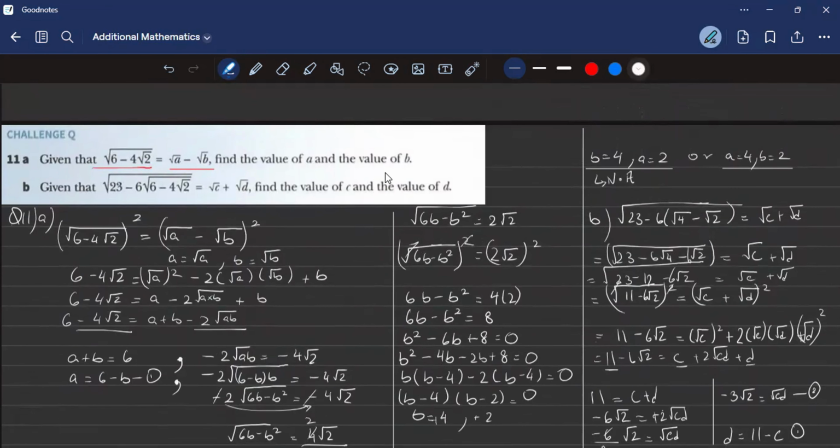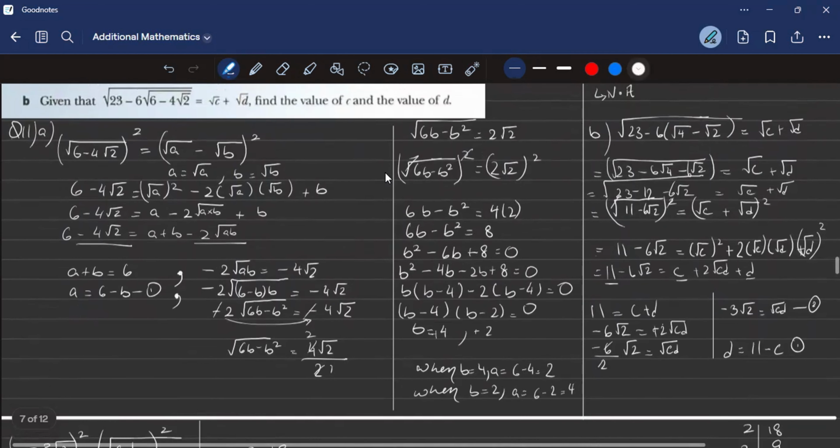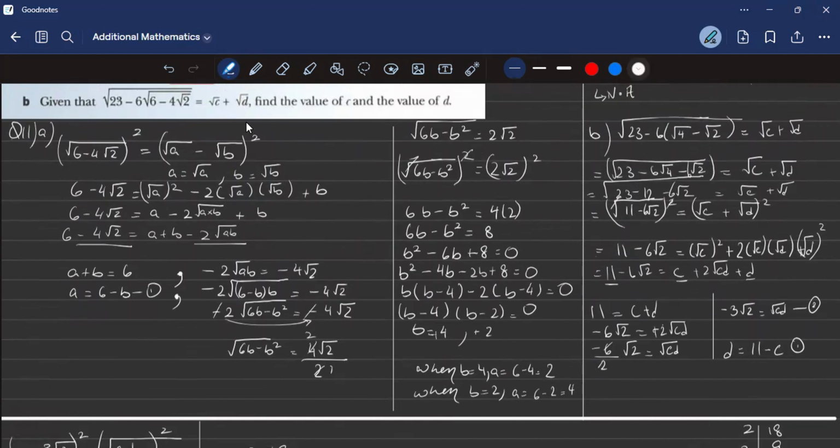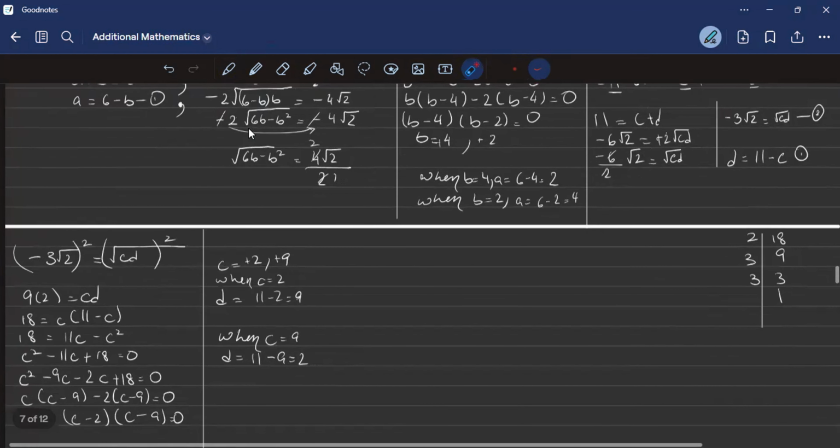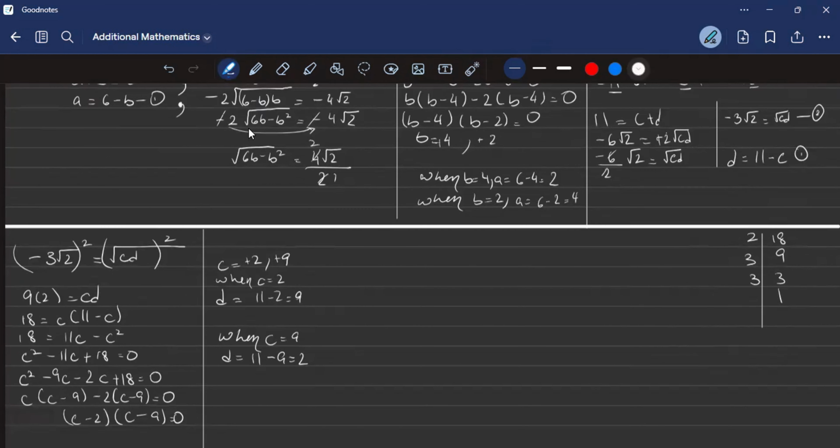Now they've told us that this whole expression is equal to under root c plus under root d. As in the previous question, we can figure out that this value should be positive, because the answer for an under root is going to be positive. So under root 2 plus under root 9, and under root 9 plus under root 2. We realize here that both of the answers are going to give us the same value.